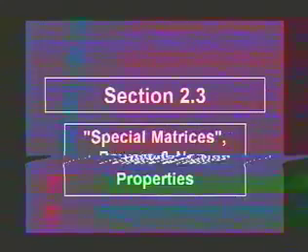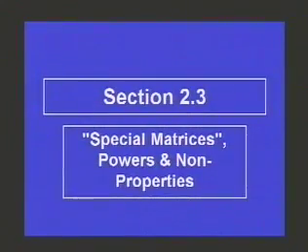This is section 2.3 for linear algebra, math 1114. Today we're going to learn about some special matrices, specifically the identity matrix and the zero matrix. We'll also talk about matrix powers and some non-properties. In other words, some ways that matrices differ from algebra. So the properties of matrices differ from properties of algebra. So for lack of a better title, we'll call it special matrices, powers, and non-properties.